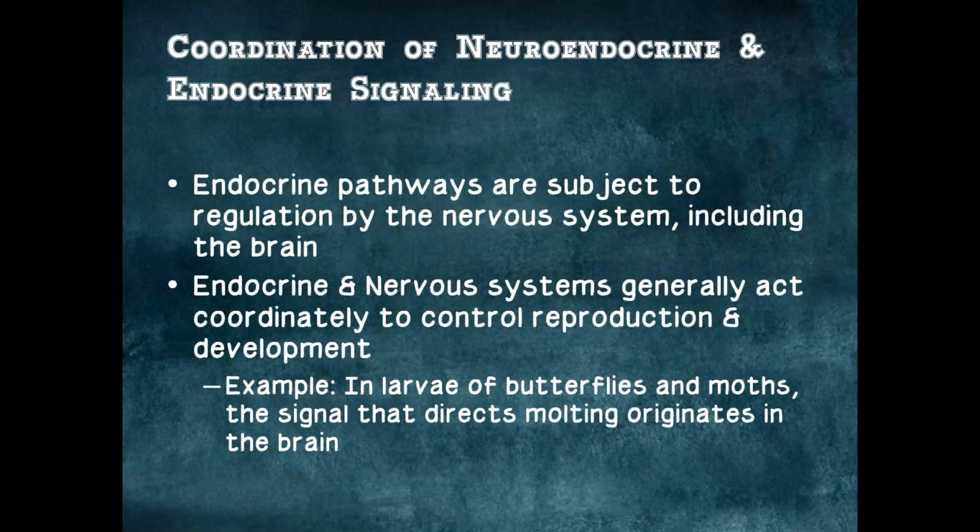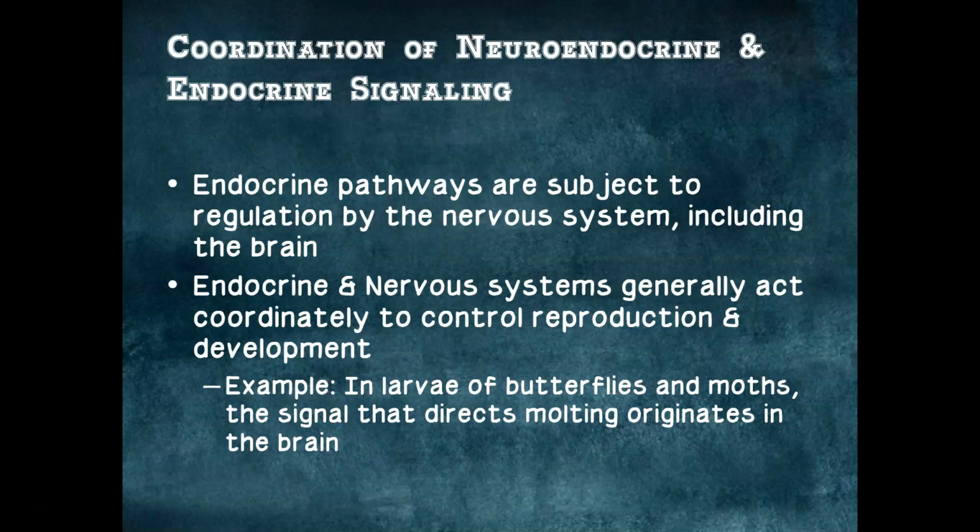So when we sit back and really analyze how your nervous and endocrine systems work together, there really is a lot of coordination in these feedback loops between this neuroendocrine and endocrine signaling. So those endocrine pathways are subject to a lot of regulation by your nervous system, including your brain, because we're sending those signals to your brain to be interpreted, and then the response back may be endocrine related. So they generally act in coordination to control all sorts of things, including reproduction and development.